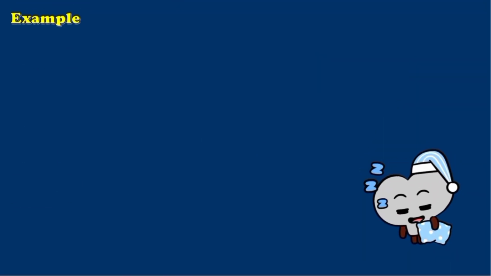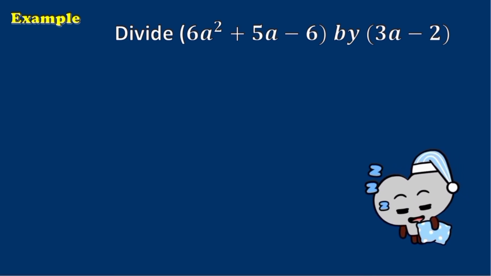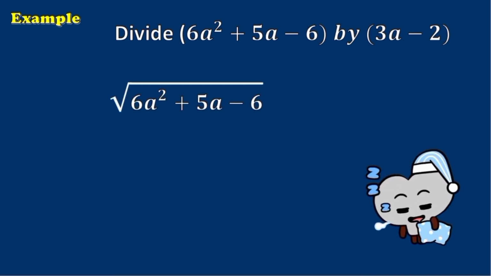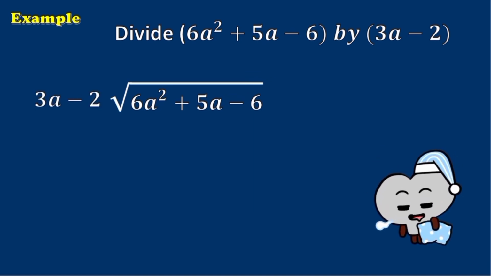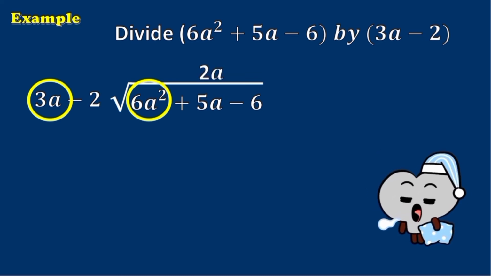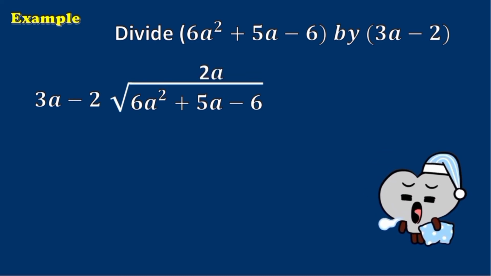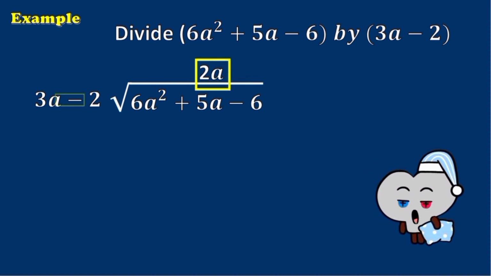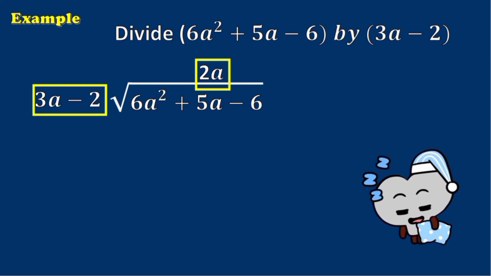Let's try this example. Divide 6a squared plus 5a minus 6 by 3a minus 2. Here is our dividend. And here is our divisor. First, let's divide the first term of the dividend by the first term of the divisor. That is 2a. Next step is to multiply. Multiply 2a and 3a minus 2, giving us the product of 6a squared minus 4a.